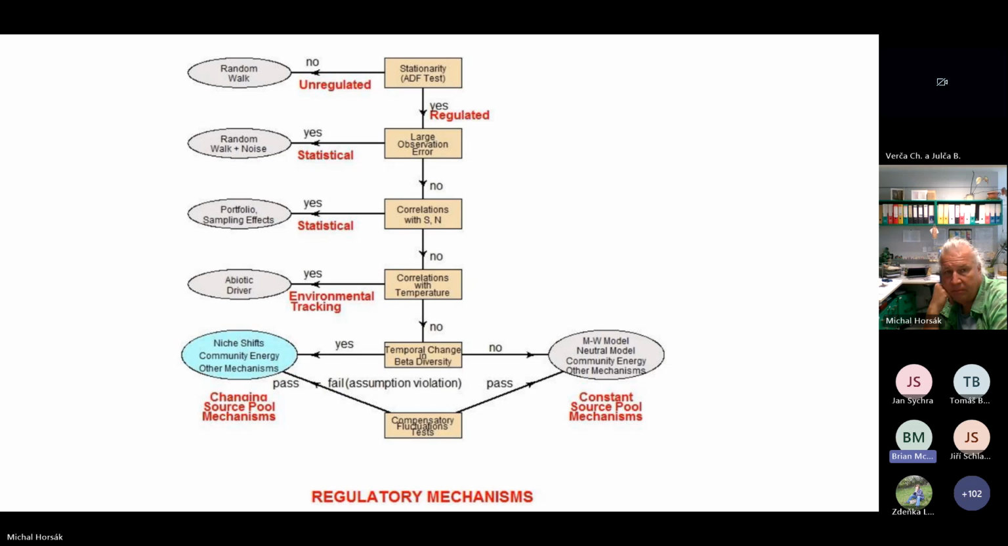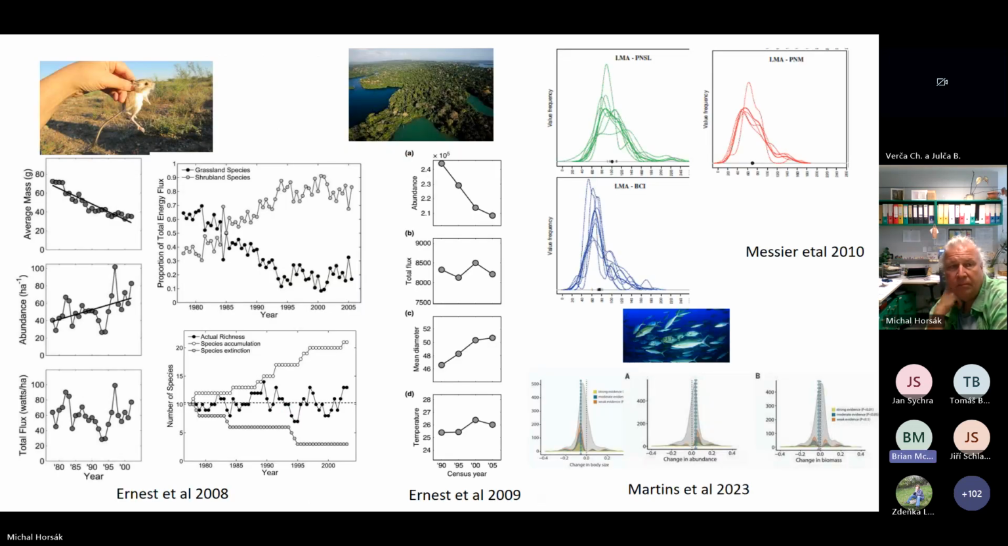Go ahead. And I just want to give you some examples on that. On the left is a nice paper by Morgan Ernest et al. at the Portal small mammal site in Arizona. They did find a strong downward trend in average mass of a species, a compensatory strong upward trend in the total number of individuals, and the bottom left figure was the total energy flux in the community, which is constant.